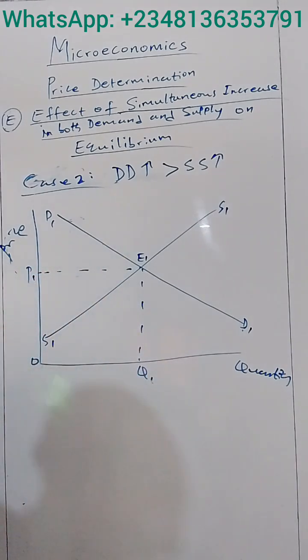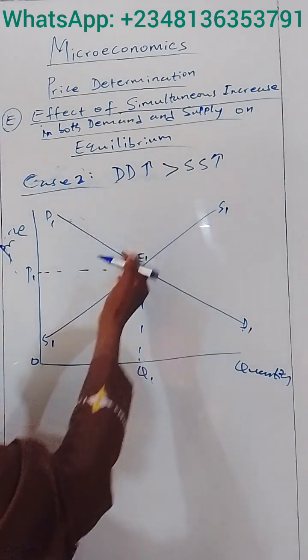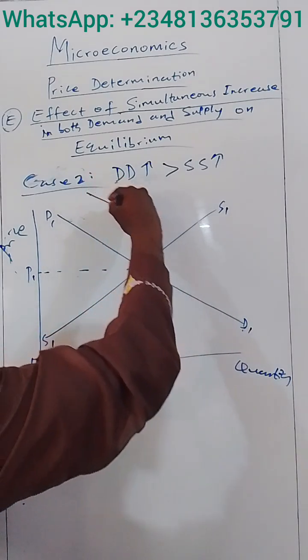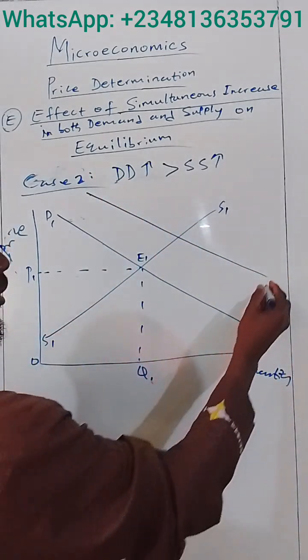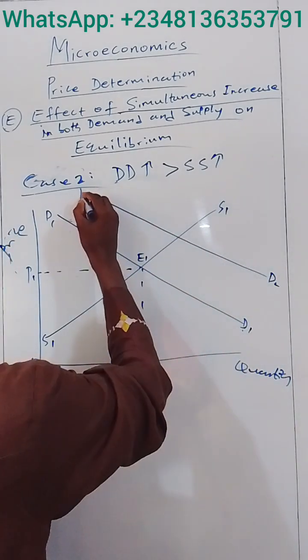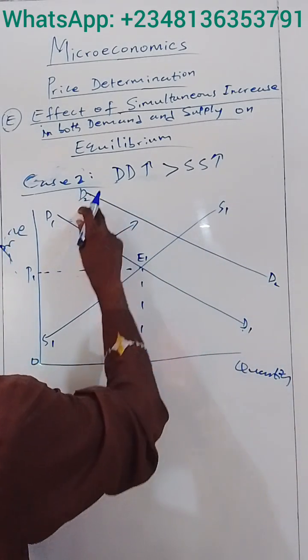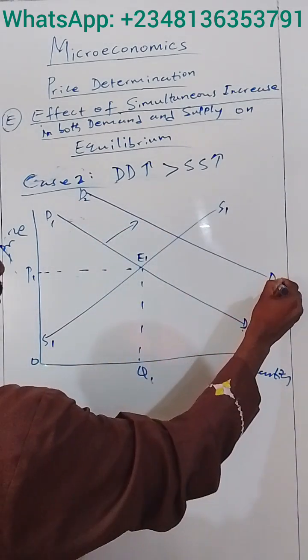Now, let's assume there is an increase in demand that is larger than the increase in supply. If there's an increase in demand, just look at the side. So let's give the gap distance just like this. Let's say we have D2. So the demand has increased from D1 to D2.